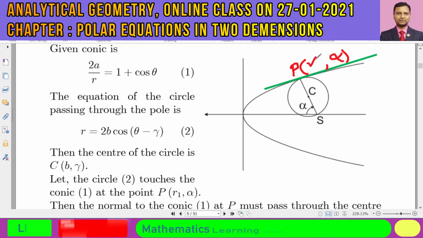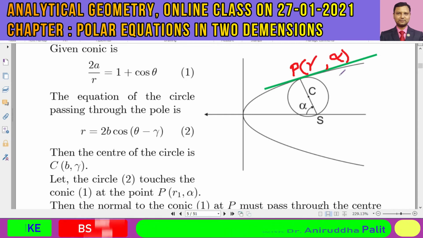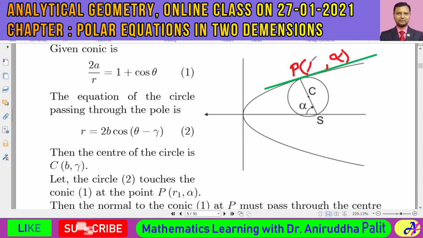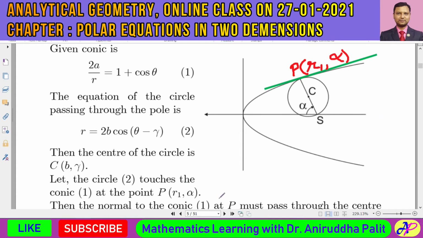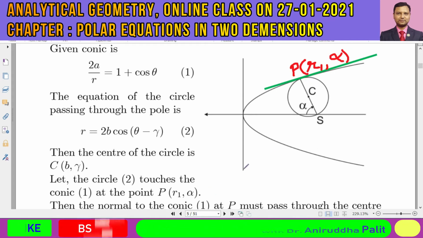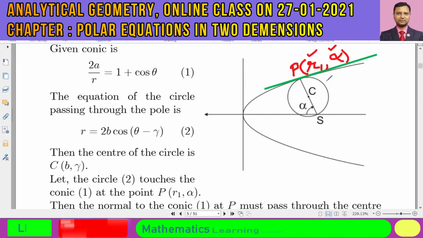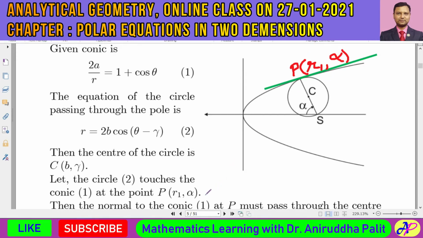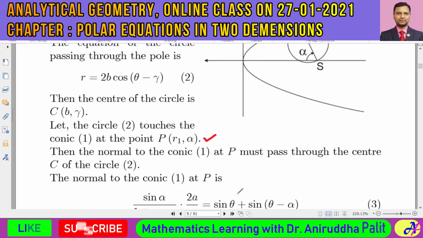So we consider the radius vector of the point P to be R1. Let us suppose that the vectorial angle of the point P is equal to alpha, and the radius vector is equal to R1. So the polar coordinates of the point P would be R1 comma alpha.